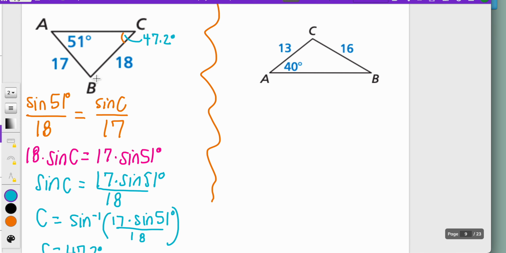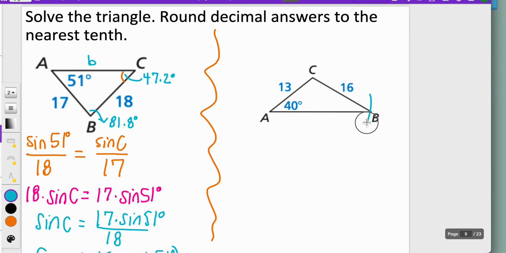So I'd take 47.2 and add it to 51, and then I just find the leftover amount from 180, and I'm going to get 81.8. So angle B is 81.8 degrees. Okay? That means I now have enough information to try to decide what is side B equal to.